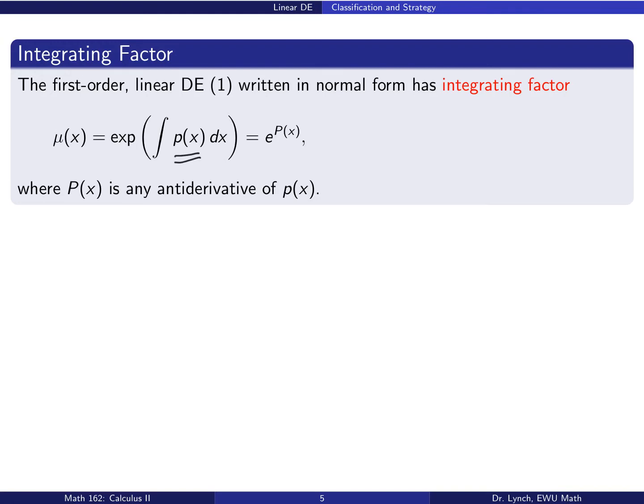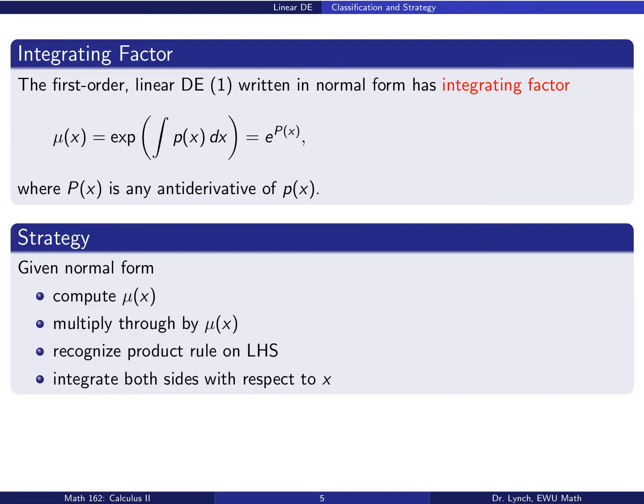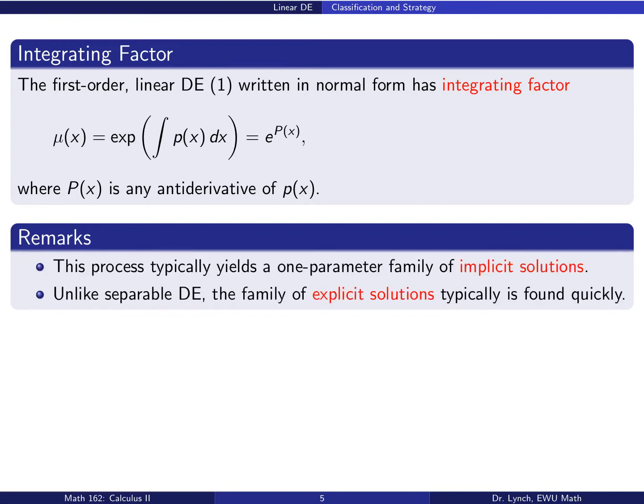Here's how it works once we have the integrating factor. Once we have the integrating factor, multiply both sides of that normal form by mu of x. If you rigged everything up correctly, you should see a product rule on the left-hand side that you can condense, and integrate both sides with respect to x, just like we saw before. Okay, so let's see an example that uses this strategy.